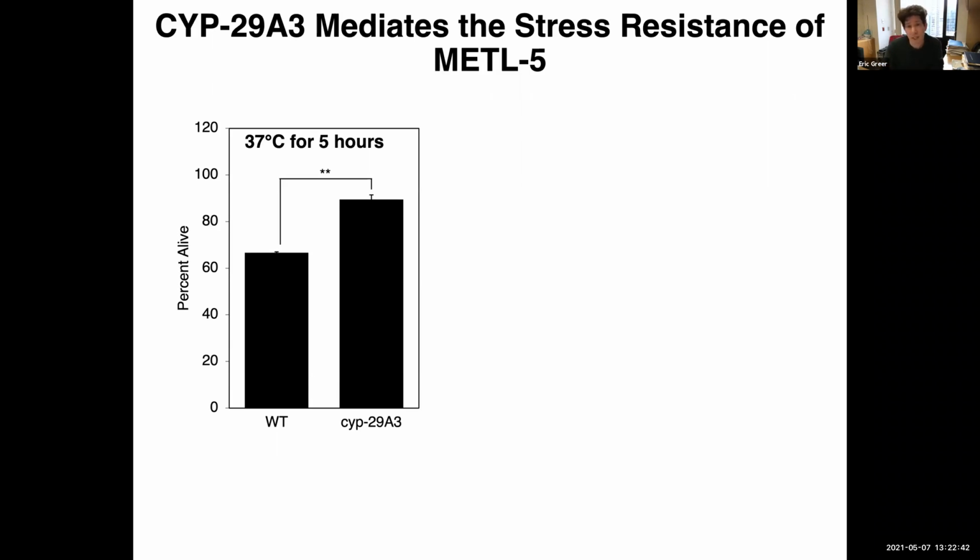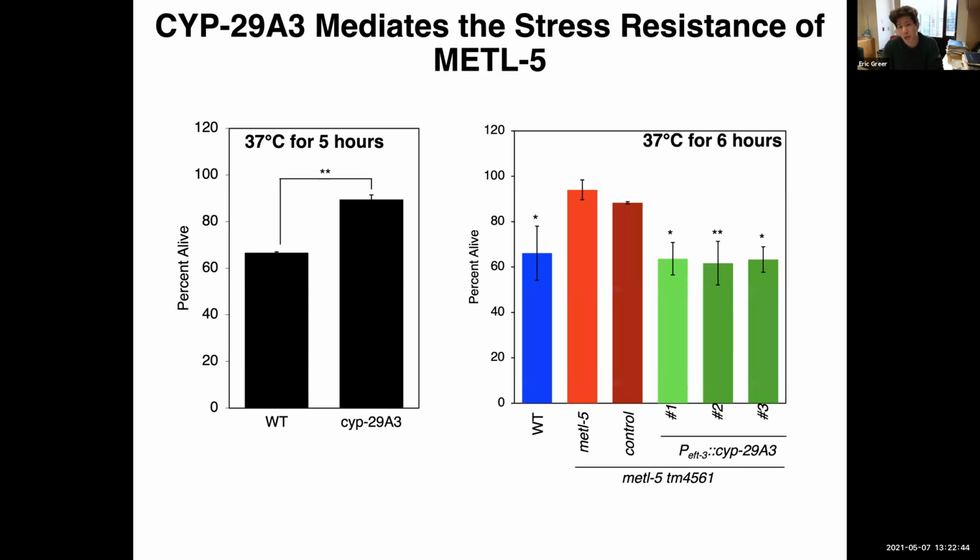So we performed epistasis experiments. What we did was we overexpressed CYP29E3 in the context of the METL5 mutant background. As before, we found that METL5 mutant worms show increased stress resistance relative to wild-type worms. However, if we overexpress this one transcript, CYP29E3, this was sufficient to reverse the stress resistance back down to the wild-type levels, suggesting that CYP29E3 is functioning downstream of METL5 to regulate stress resistance.